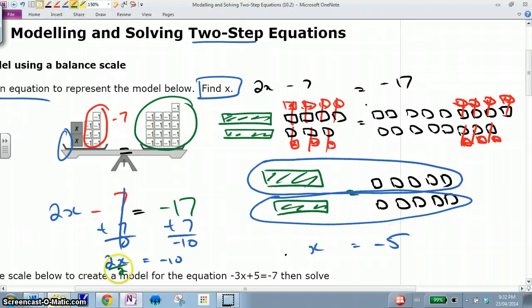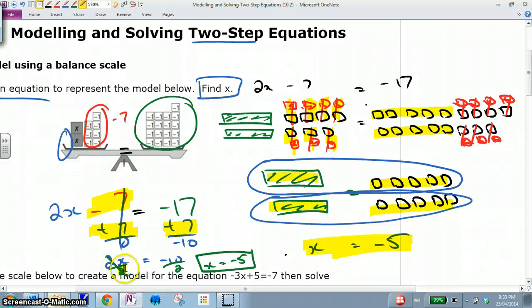Our second step mathematically over here would be to divide by 2, and that's how we get that x is equal to -5. Okay, so we did a little more than the question was asking, but we redrew it. We used zero pairs here to cancel, which is the same as adding 7 to both sides. This was a -7, so we added 7 to both sides. We were left with this -10, and that was equal to 2x, and then we broke it up into two groups. We divided by 2. We got that x is equal to -5.